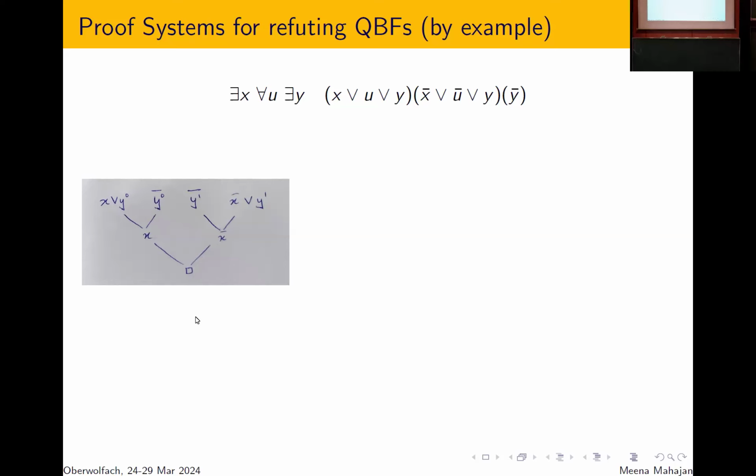So this is one way in which one could refute a QBF. Expand out all the universal variables and then do ordinary resolution, or ordinary whatever propositional proof system you'd like to use. And this doesn't seem like a very smart thing to do because here there's only one universal variable and one existential following it. But once you expand, the formula is going to blow up. You're going to have so many more clauses.